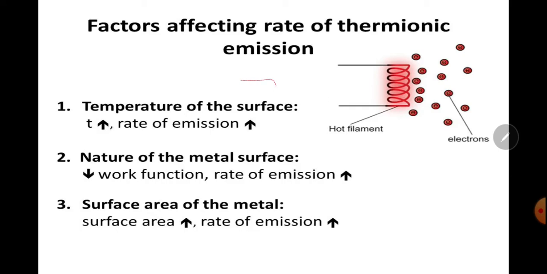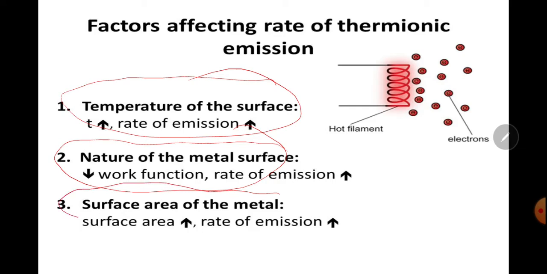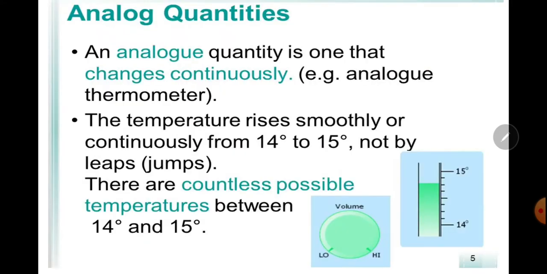Factors affecting it: temperature of the surface, nature of the metal surface, surface area of the metal. The more the temperature, the more the emission of electrons. It also depends on the nature of the material, its atomic structure. The more the surface area, the more the emission of electrons.